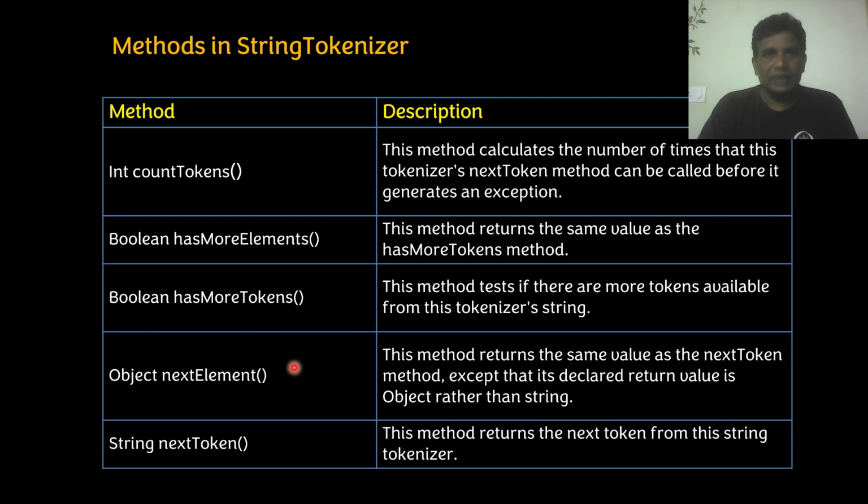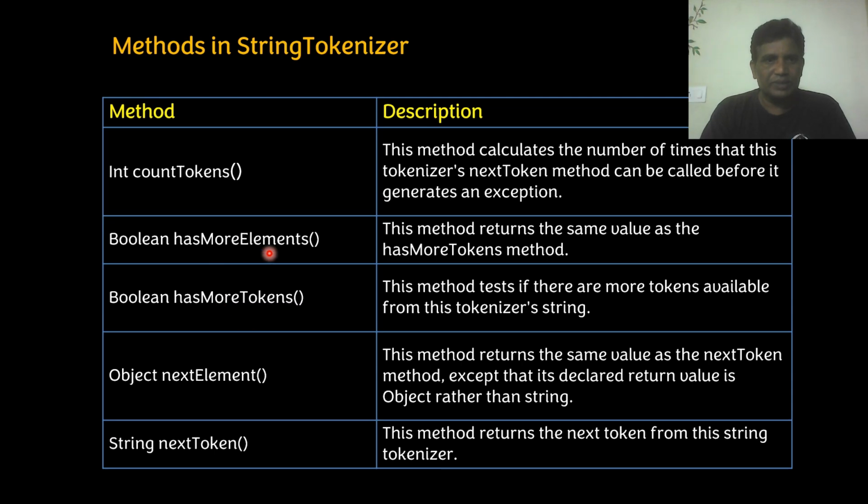Let me discuss what methods are available in the StringTokenizer class. The countTokens method is used to find the number of tokens in the given string. Then hasMoreElements returns the same value as hasMoreTokens. This method tests if there are more tokens available from this tokenizer's string. If a token is available, it returns true. If no token is available, it returns false.